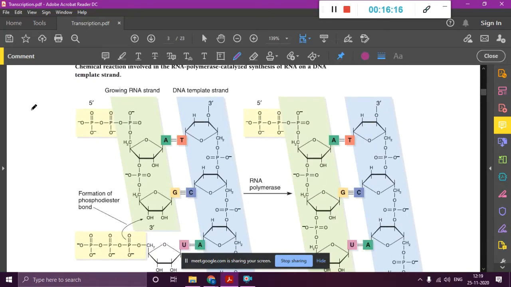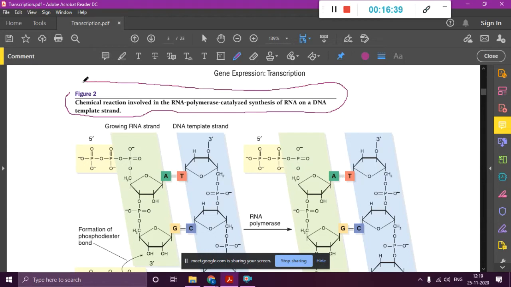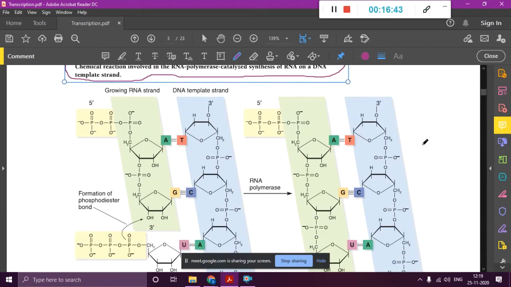Sense strand means the word sense comes because that is the coding strand. It makes sense. And the antisense is just opposite of sense, ulta sense. And therefore, it is known as antisense. So let us look at what are the chemical reactions involved in the RNA polymerase catalyzed synthesis of RNA on a DNA template strand. So this is what we are going to study right now.